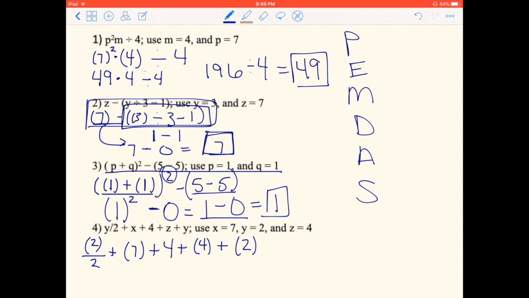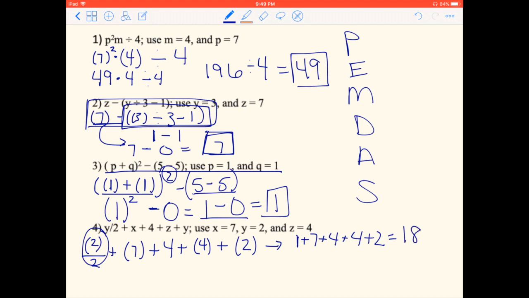So I'm going to start by doing my division first because we have no parentheses, no exponents, no multiplication. So I'm going to do this part first. 2 divided by 2, I'm going to write it over here. Gives me 1 plus 7 plus 4 plus 4 plus 2. You can do that in your calculator. So 1 plus 7 will give you 8, plus 4 is 12, plus 4 is 16, plus 2 is 18.